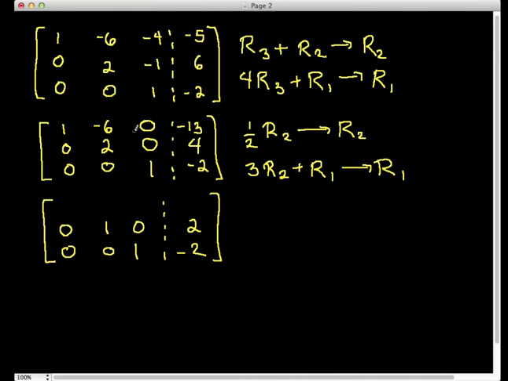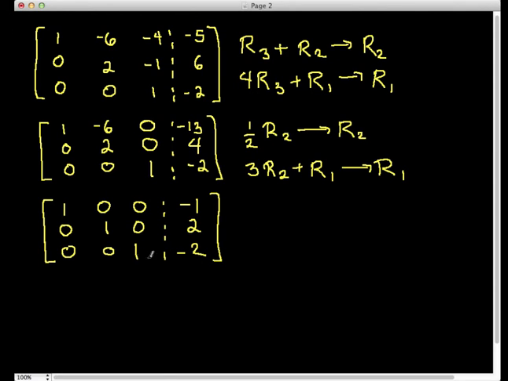And now if I look at this last step here, I take 3 times my row 2 in this step and add it to this one. That'll give me a 1. The 6 gets zeroed out. I get a 0 here, and I take 3 times this 4, that's 12, added to that negative 13, that gives me negative 1.